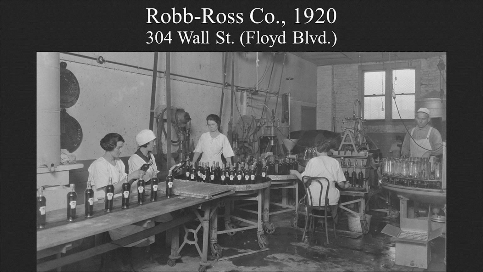Rob Ross Company started in 1920. They were located in a building at 304 Wall Street, which again is today Floyd Boulevard. This was a food manufacturing business developed by Tollerton and Warfield Wholesale Grocery Company.